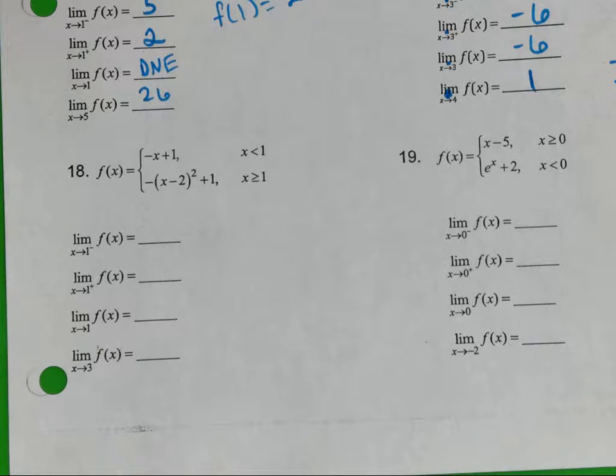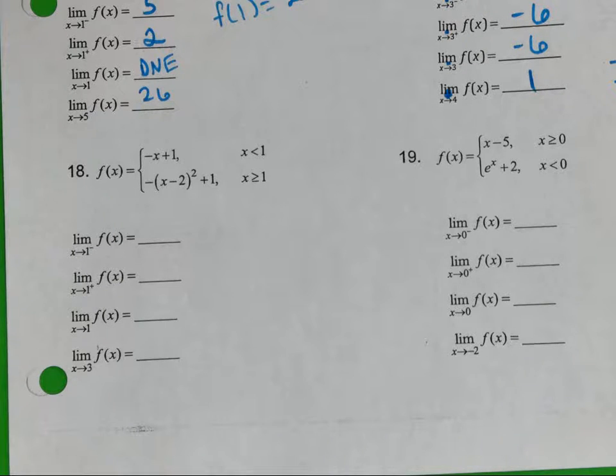We have two pieces. X is less than 1. So where's that going to be, on the left side or the right side? X is greater than or equal to 1. That's on the what side? Right side, okay. I want to know the value as X approaches 1 from the left. Where would I plug that in? On the top. You got me?